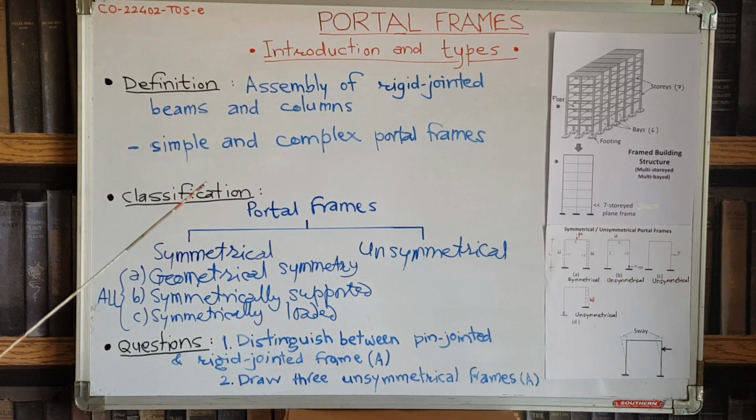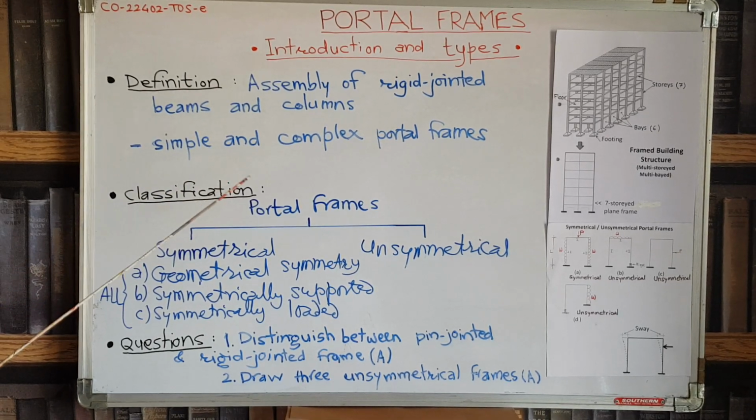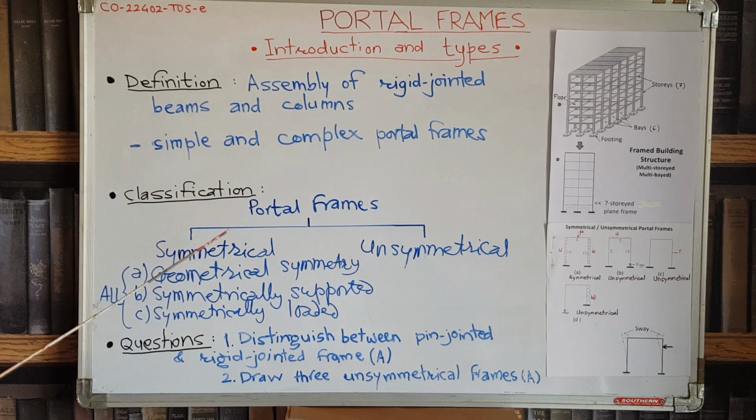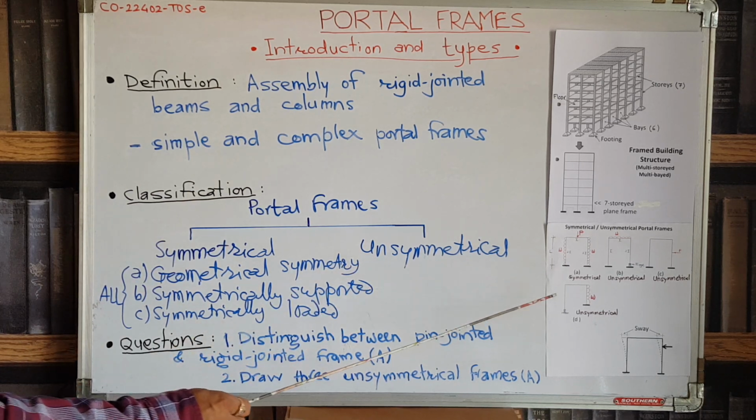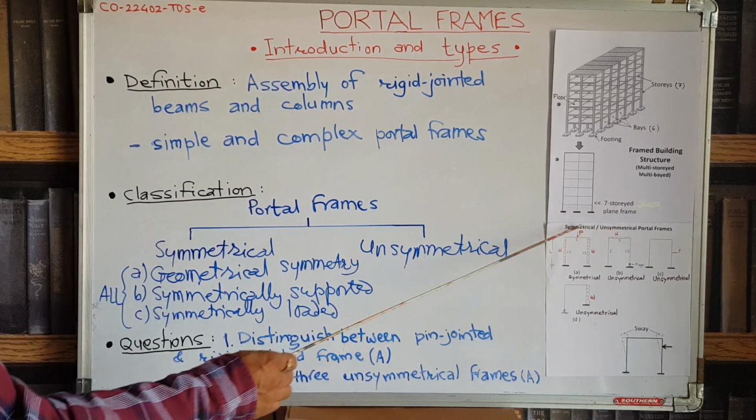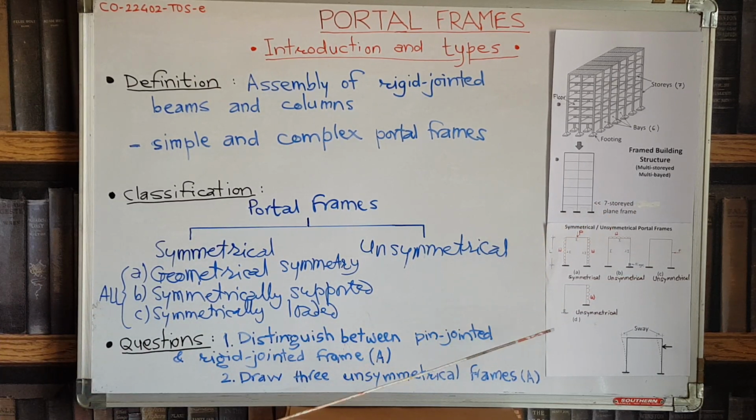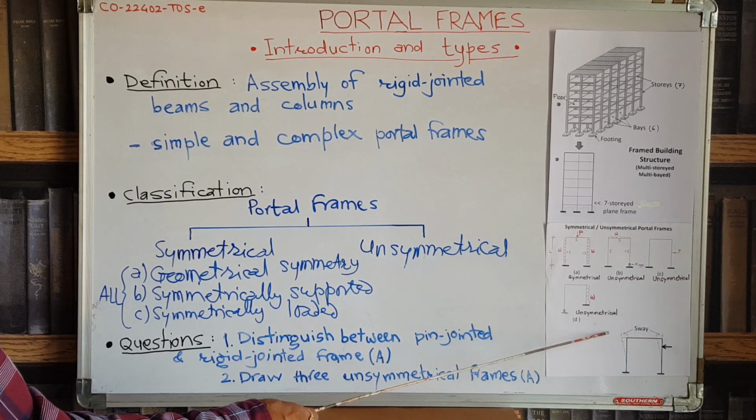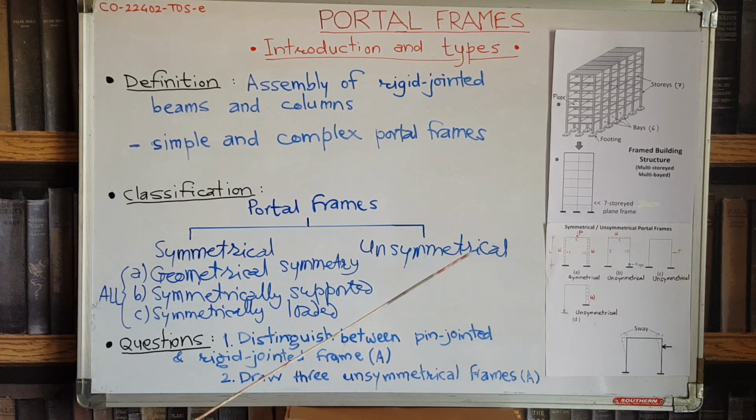So in this lecture we started with the definition of portal frames as an assembly of rigid jointed beams and columns. Then we classified the frames as symmetrical and unsymmetrical, and we tried to understand the exact meaning of symmetrical and unsymmetrical by these 4 examples. We also understood that there is a sway in case of unsymmetrical portal frames.